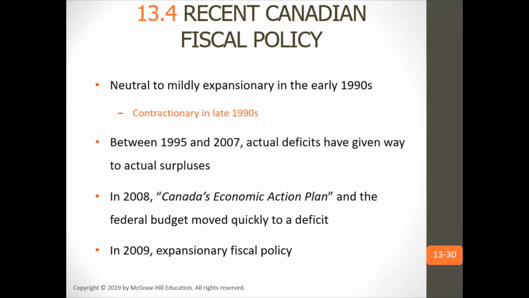Canadian fiscal policy was neutral to mildly expansionary in the early 1990s, contractionary in the late 1990s, and then expansionary in 2009.